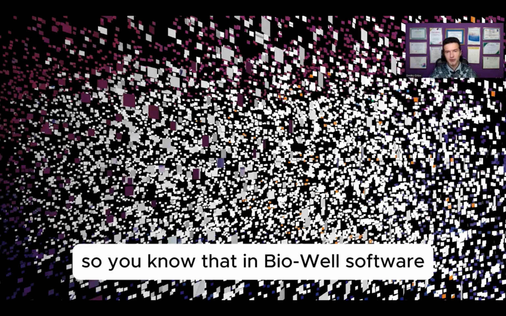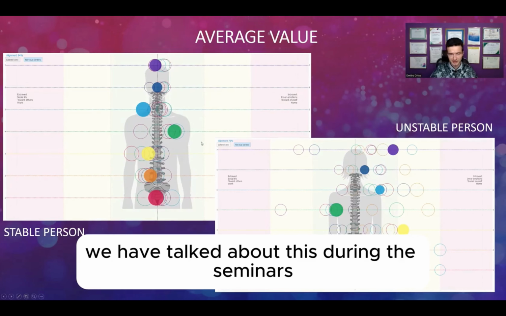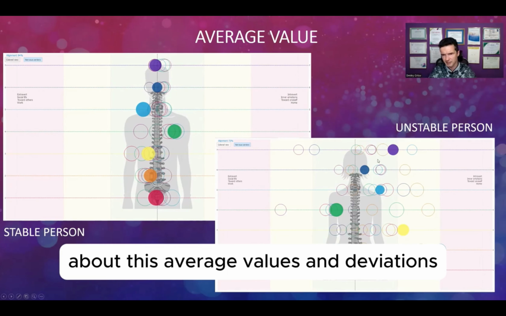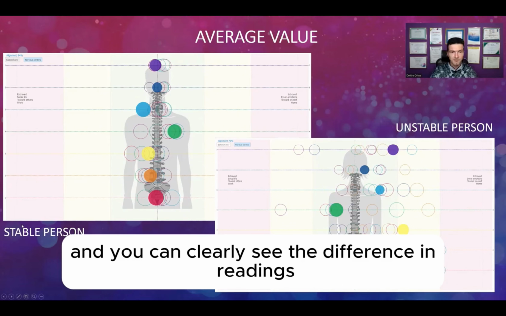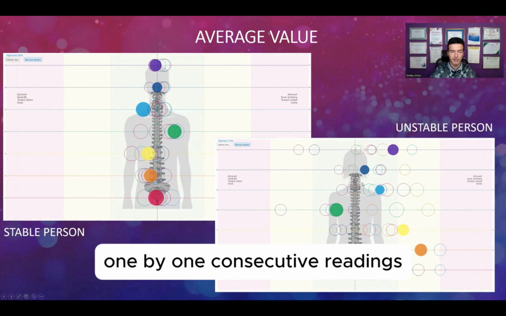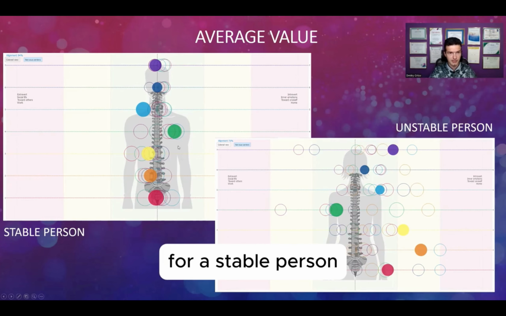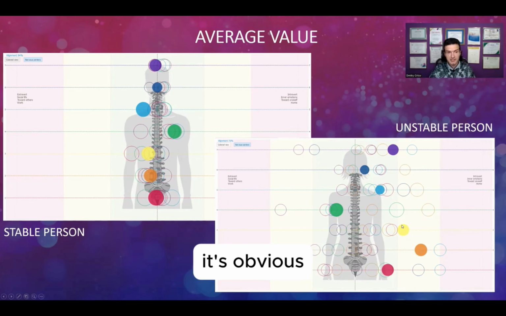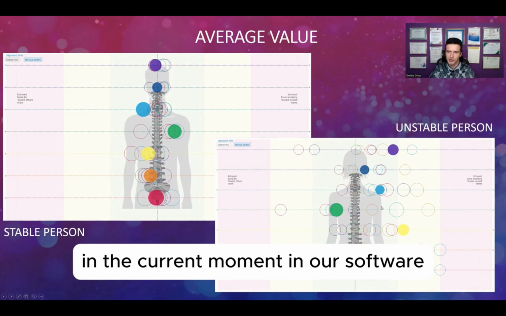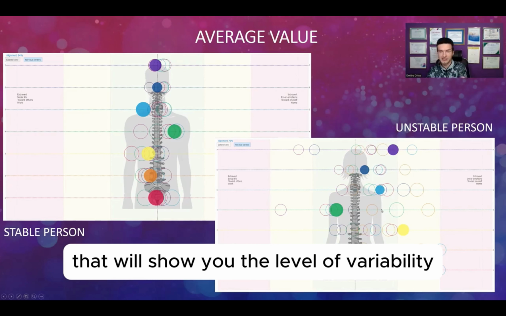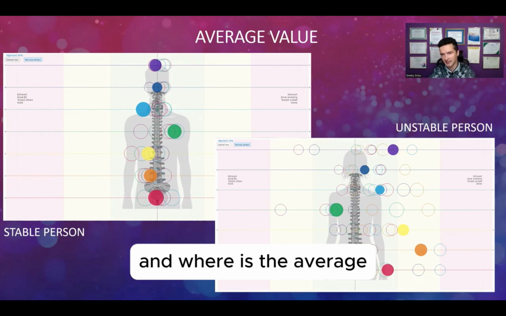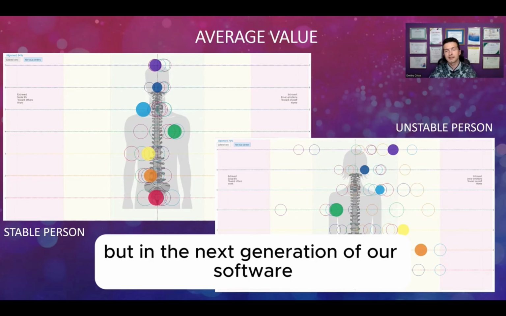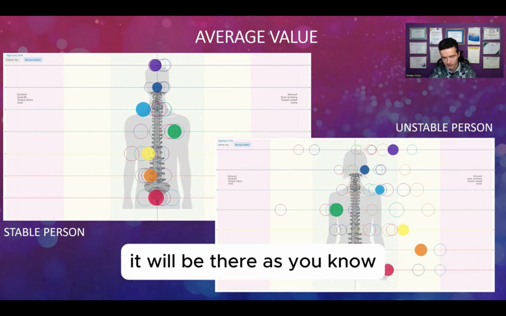So you know that in Biowall software we have talked about this during seminars, about these average values and deviations, and you can clearly see the difference in consecutive readings for a stable person that you see in the top left corner and an unstable, psychologically unstable person in the bottom right corner. It's obvious that in the current moment in our software there is no value that will show you the level of variability and where the average is. But in the next generation of our software, it will be there.